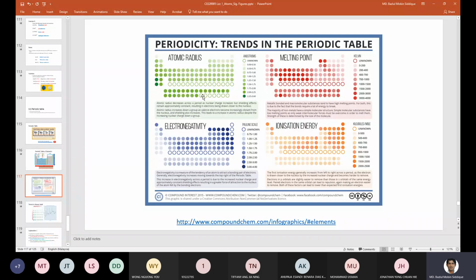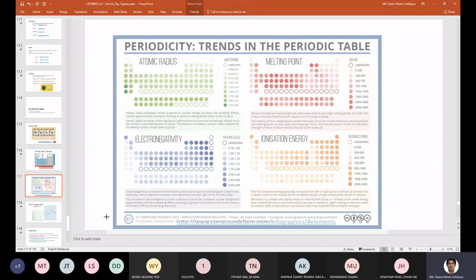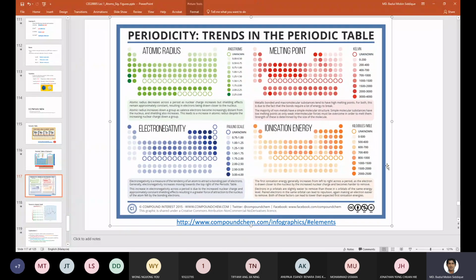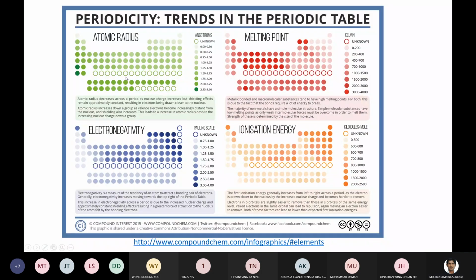So atomic radius, we see that. Let me make it a bit bigger. I hope you can see now. Okay, so the atomic radius that we see is supposed to increase from left to right, and from top to bottom. It is supposed to increase, but it does not increase. It rather reduces.